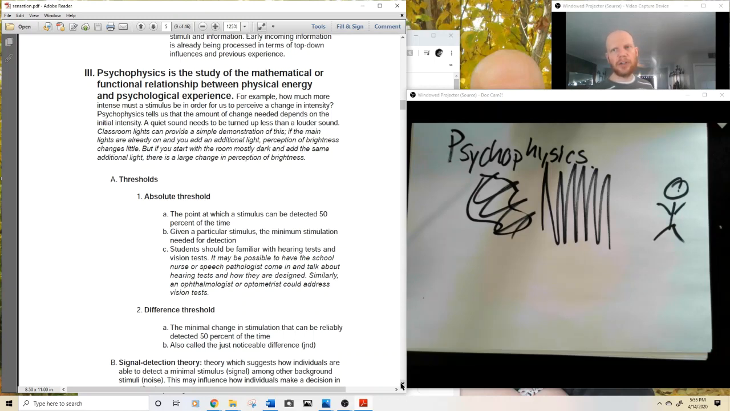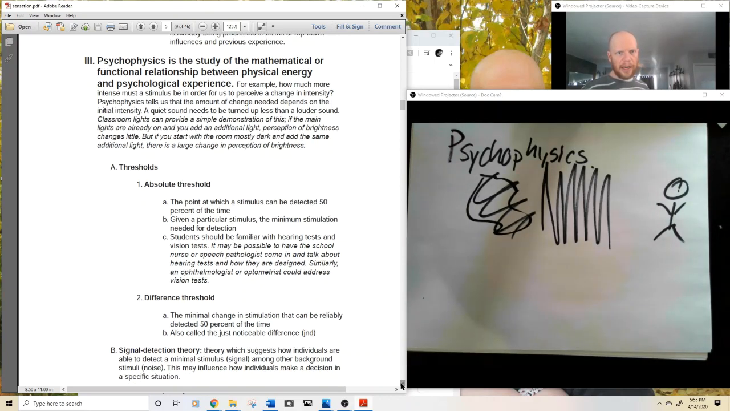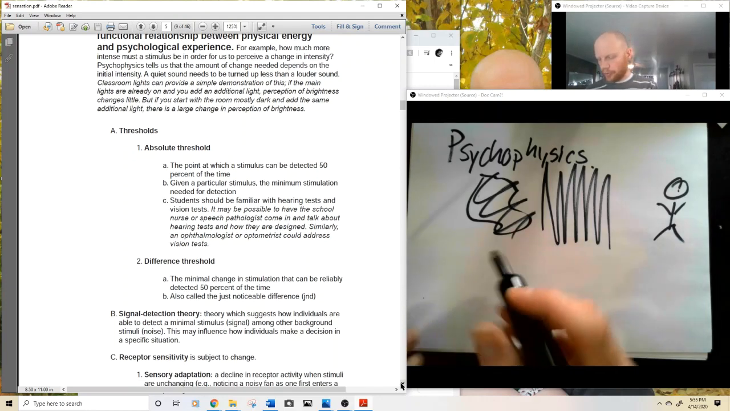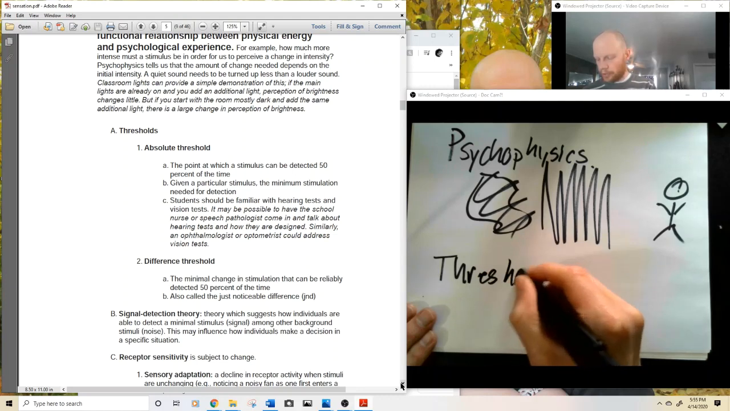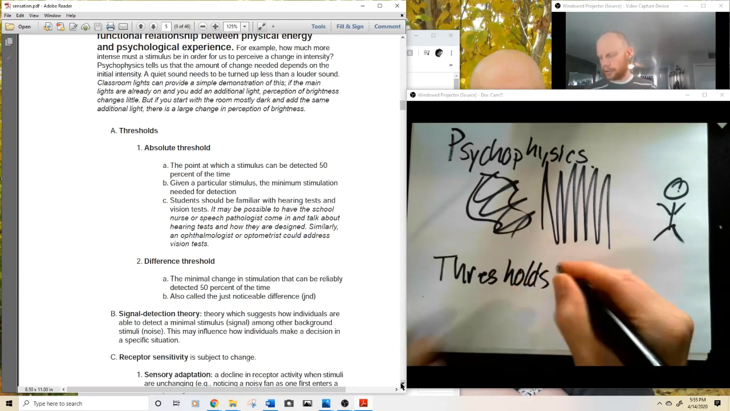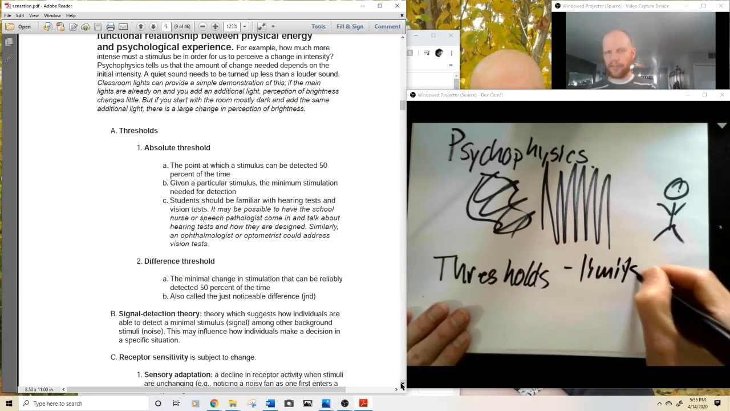We've done this a lot, where you can hear a really quiet sound when the room is quiet, but if it's loud, it's hard to hear anything, so you keep turning up the volume. So, what we have here is thresholds. Thresholds are kind of limits. You can think of them as limits. This is how far a thing can go.